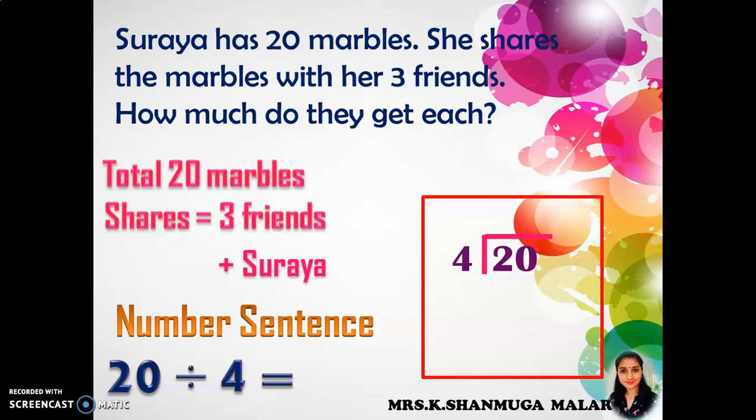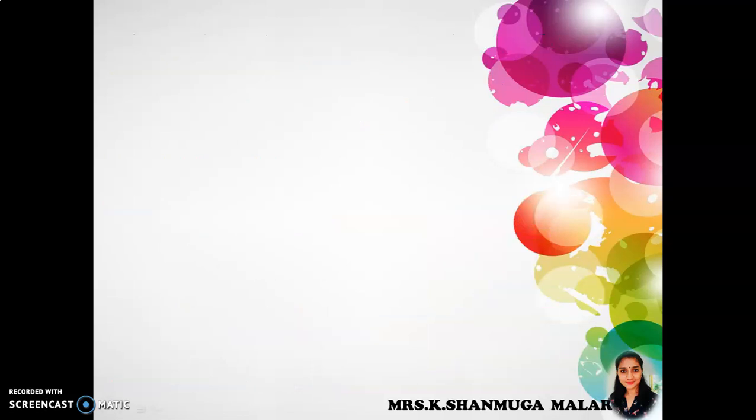What times 4 is 20, students? Yes. 5 times 4 is 20. Now we must minus these two numbers. So 20 minus 20 is 0. So the answer for 20 divided by 4 is 5. Very good. So each friend will get 5 marbles. Do you understand, students? Let's go and see the third example.